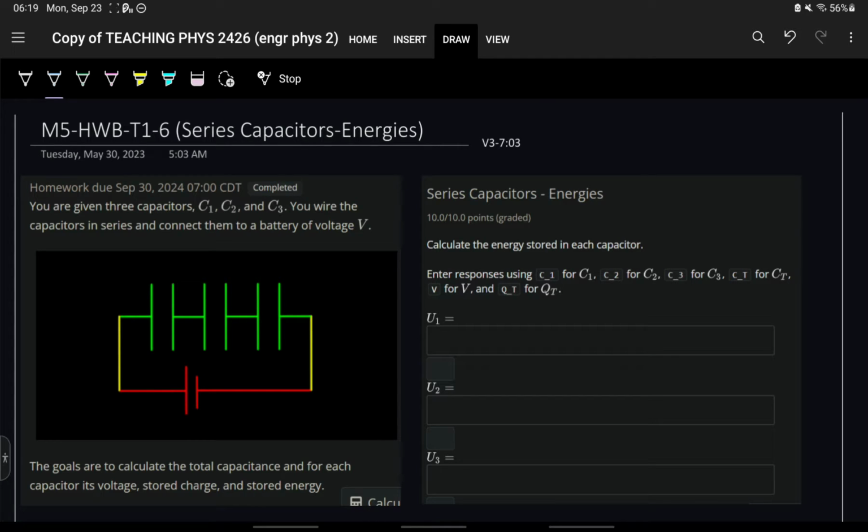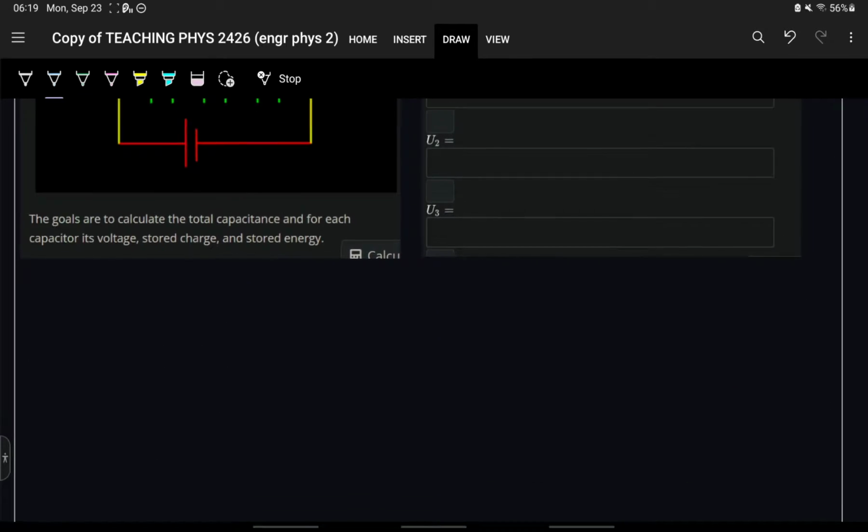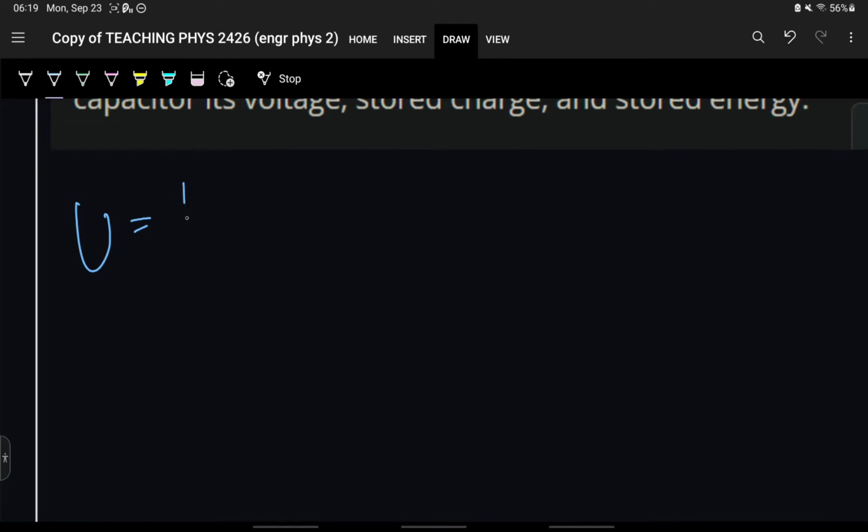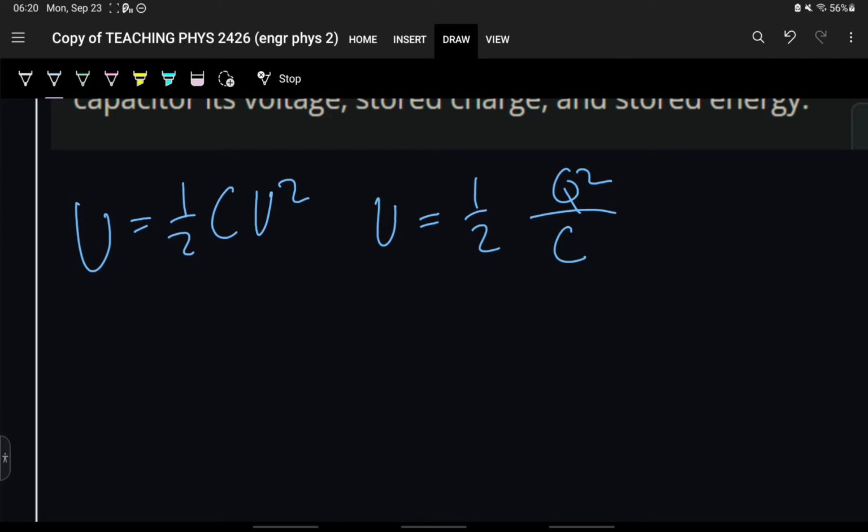Capacitors-Energies. I believe this is the last part to this question series. So we know that the energy stored in a capacitor is given by U is equal to 1/2 times C times V squared. However, since we have the same charge Q sub T on each capacitor in a series configuration, we can also express the energy in terms of charge. So you have U is equal to 1/2 times Q squared, all divided by C, where Q is the charge on the capacitor and C is its capacitance.